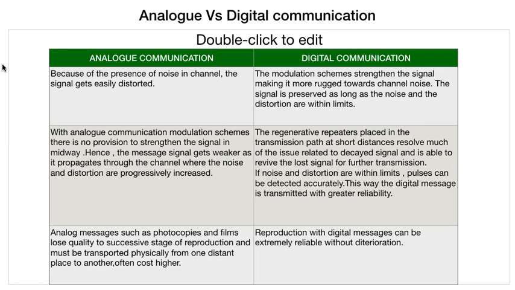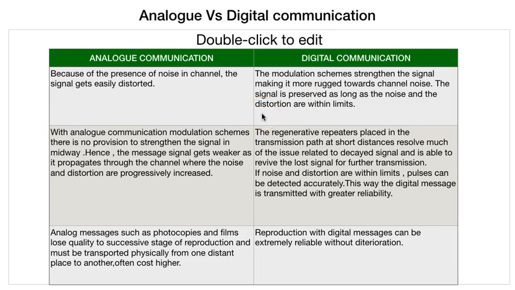Analog versus digital communication. Why was there a need to switch to digital communication when we already have analog communication? You can see that because of the presence of noise in the channel, the signal gets easily distorted, and that means the AM signal gets distorted. The modulation scheme strengthens the signal, making it more rugged towards channel noise. The signal is preserved as long as the noise and the distortion are within limits.